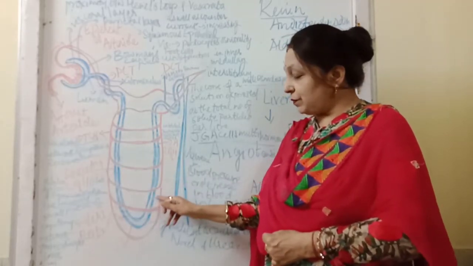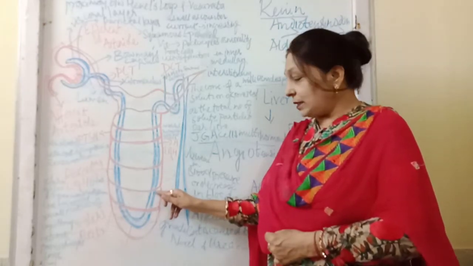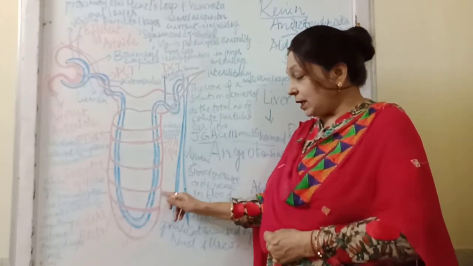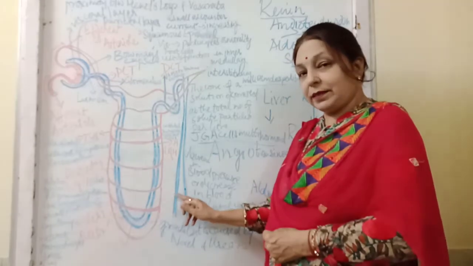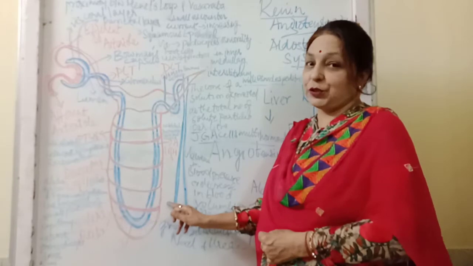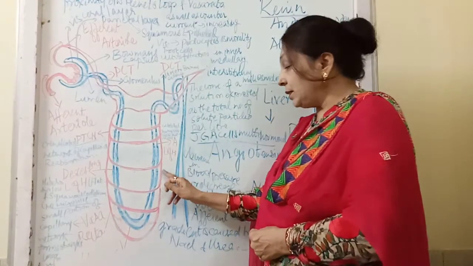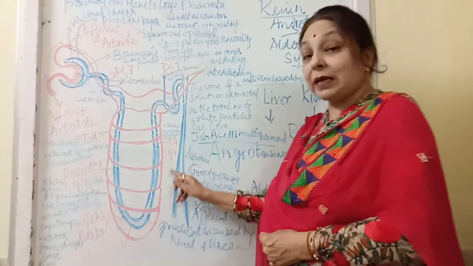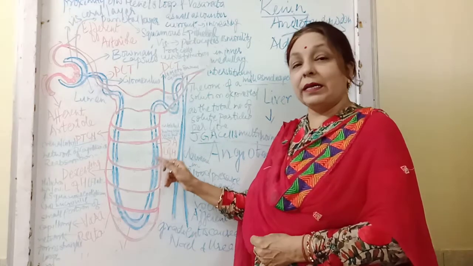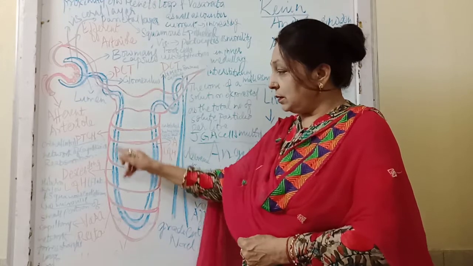Some amount of urea enters into the ascending loop of Henle's, which is again released out, and then from the collecting duct it is released out into the interstitium. So you can say that the gradient is caused by NaCl and the urea.